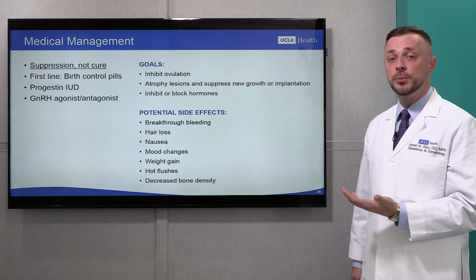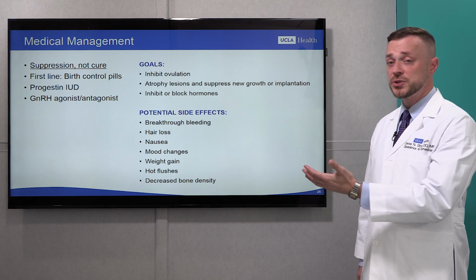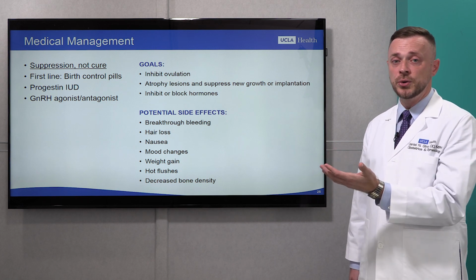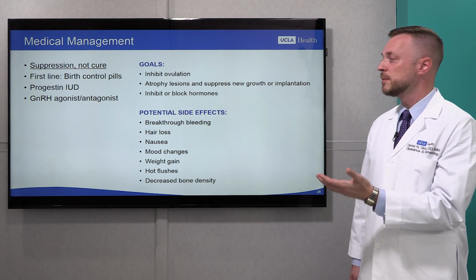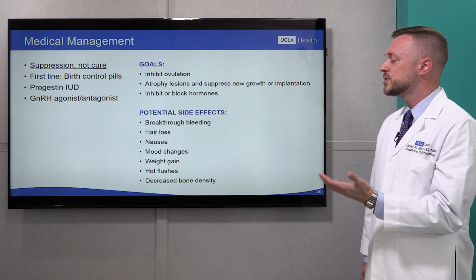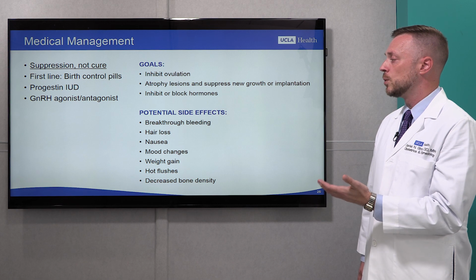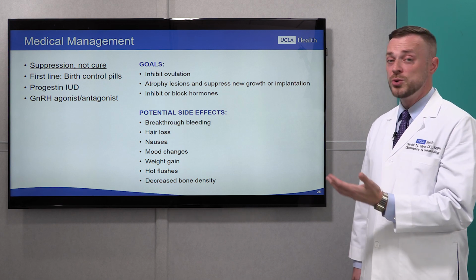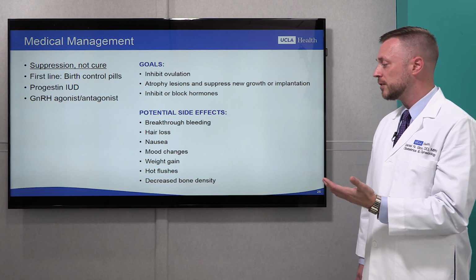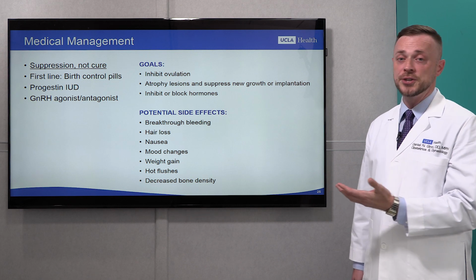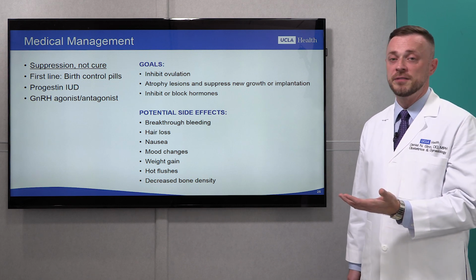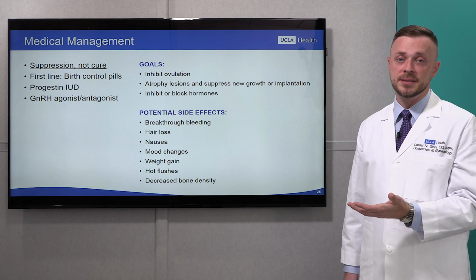Some patients have breakthrough bleeding, so if they try to skip their cycle with their pills, which is safe to do, sometimes they have a breakthrough period, and that can be very bothersome. Some patients on any kind of hormonal management will have hair loss or nausea, mood changes or weight gain, hot flushes, and if you're on some of these medications for a very long time, greater than 5 years, there might be decreased bone density.